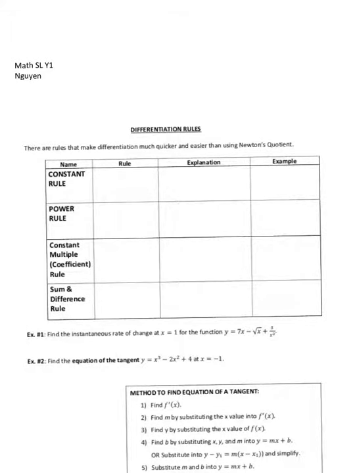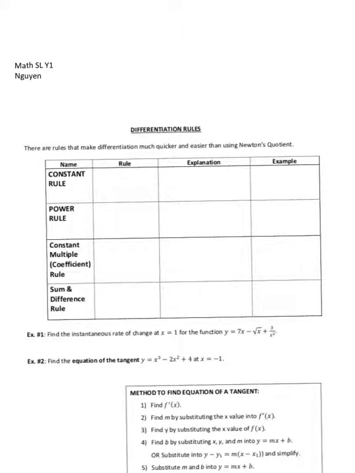The first rule is the easiest. If you just have a constant, like y equals 5 or y equals 2, and you're trying to find the derivative, the derivative of a constant is just 0, okay?